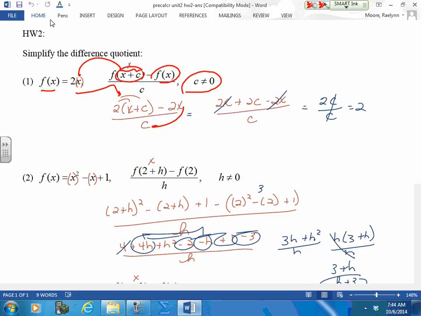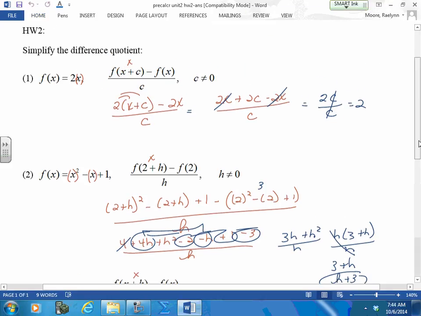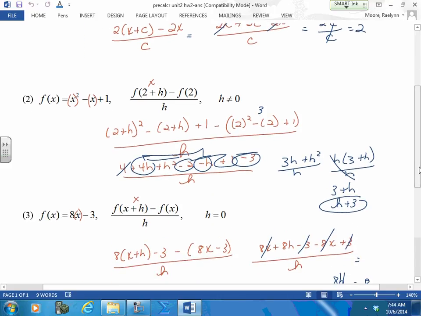It works with any of these difference quotients. You're eliminating. Okay? Let me move this on. Do you see how you're replacing that x? You're replacing that entire x with whatever it tells you to replace it with.